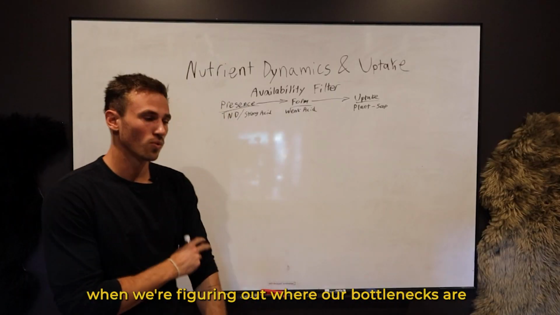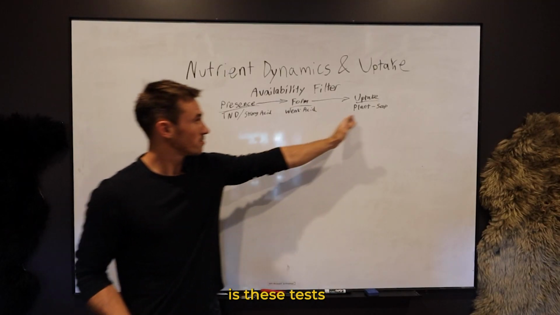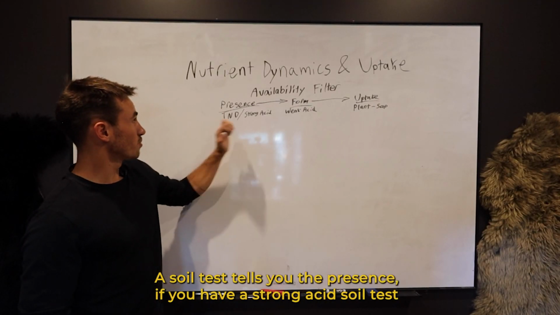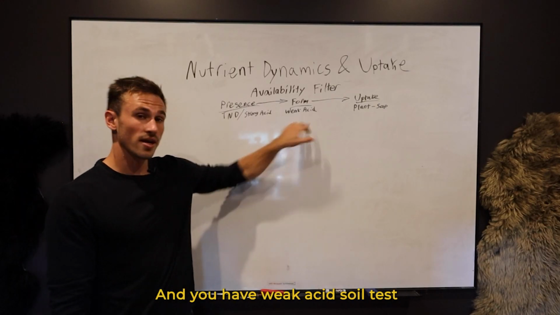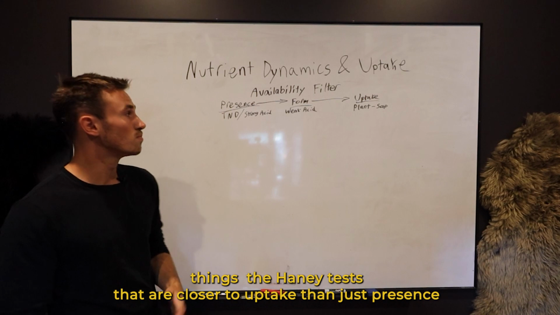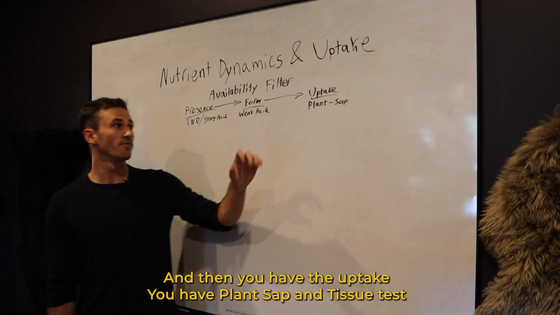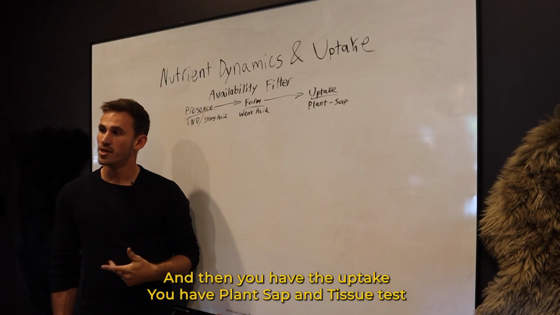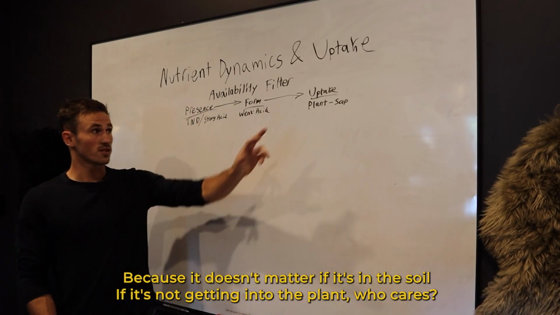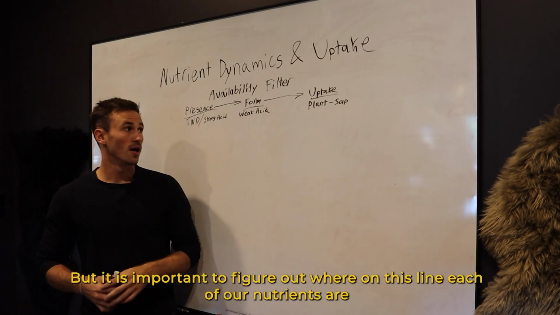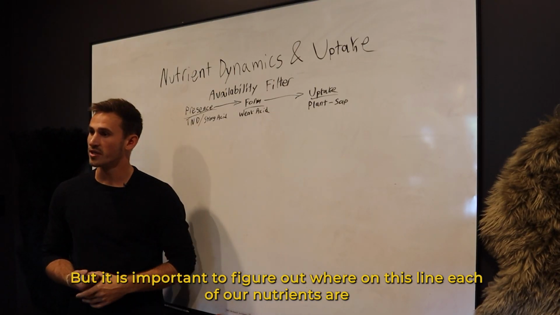What we need to look at when we're figuring out where our bottlenecks are is through these tests. A soil test tells you the presence, right? And you have a strong acid soil test, and you have weak acid soil tests, like things like the Haney test that are closer to uptake than just presence. And then you have the uptake. You have plant sap and you have tissue test. Did it actually get into the plant? Because it doesn't matter if it's in the soil if it's not getting into the plant. Who cares? But it is important to figure out where on this line each of our nutrients are.